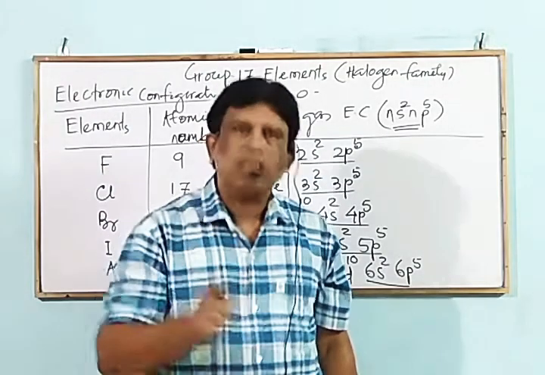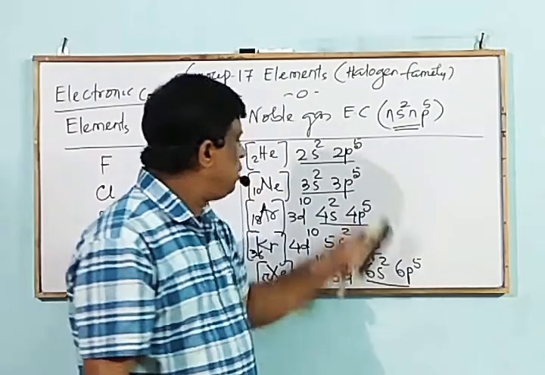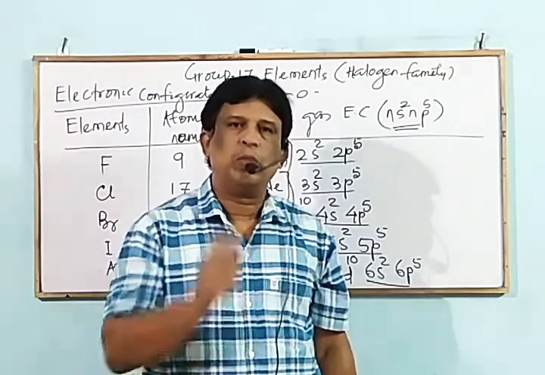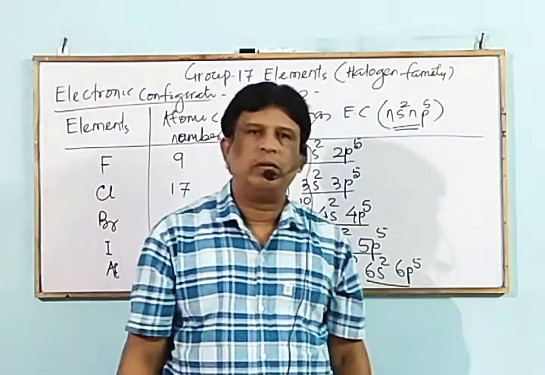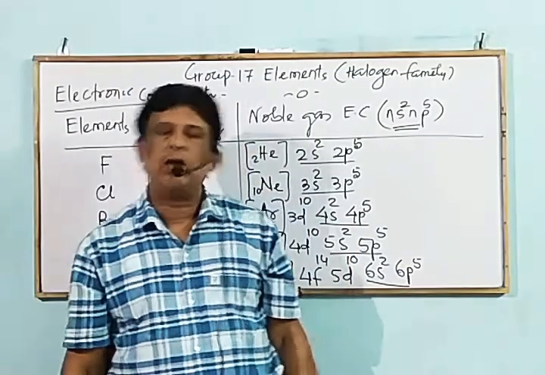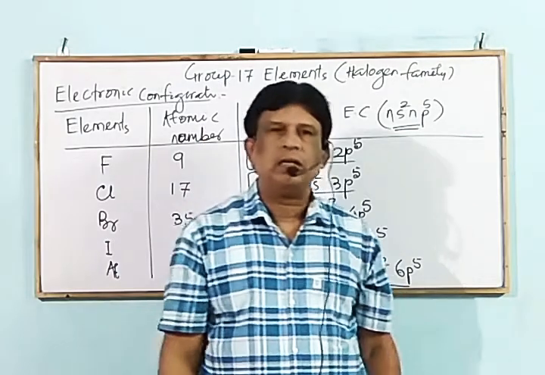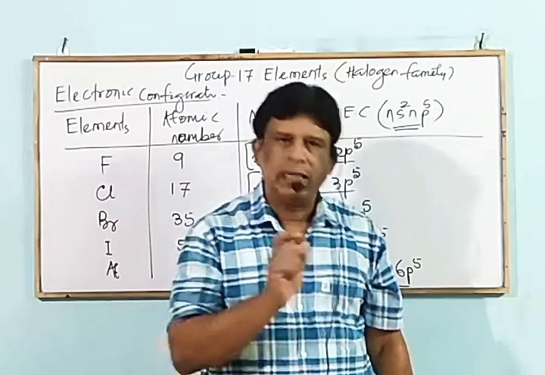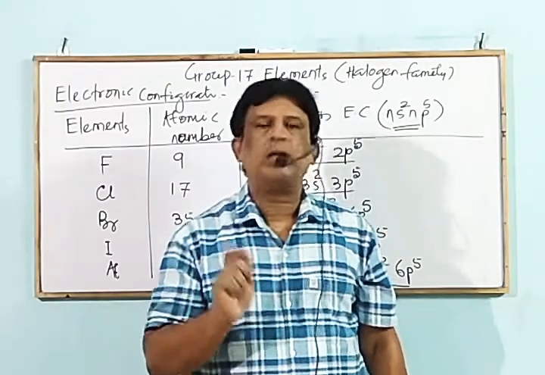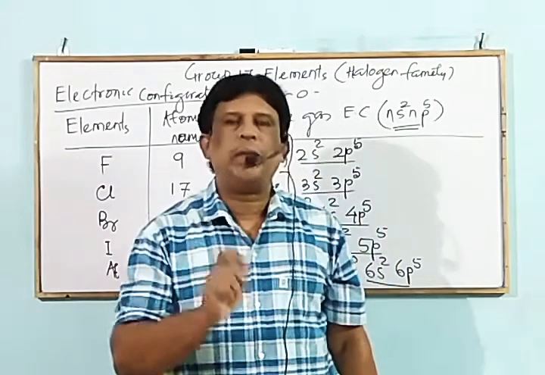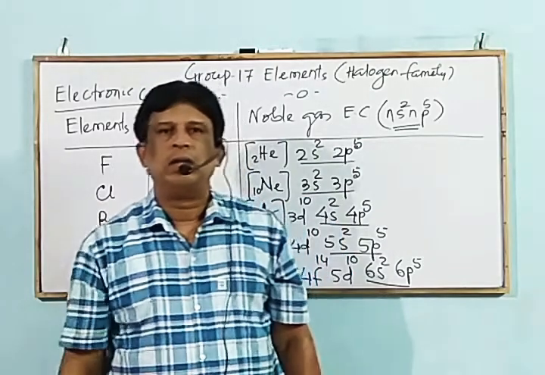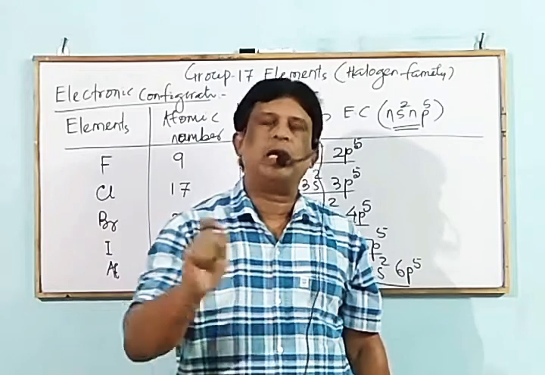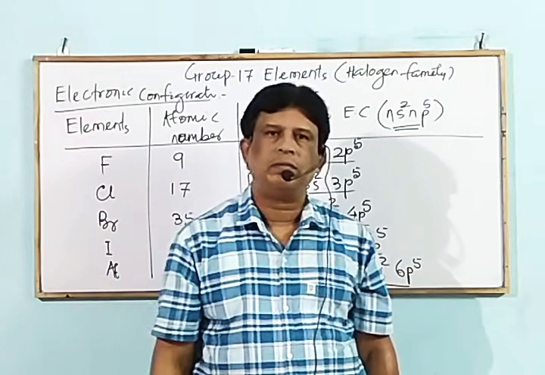As the last electron enters the p subshell, that's why they also belong to the p block of the periodic table. In the previous class we already discussed that the total periodic table is divided into 4 blocks, that is s block, p block, d block and f block, depending upon the entrance of the last electron, the valence electron, in the respective subshell.